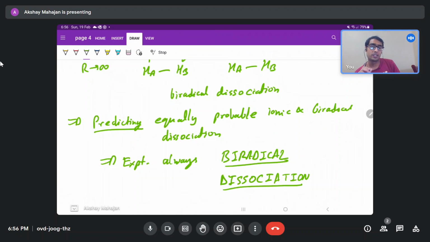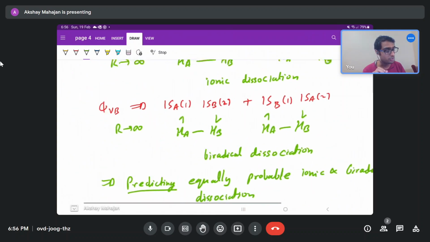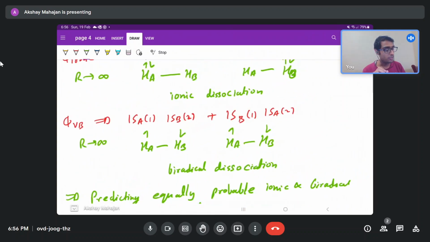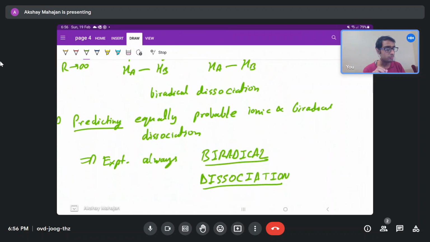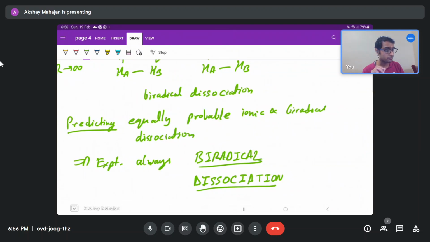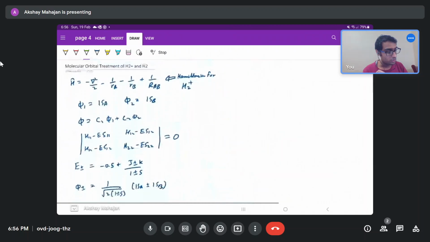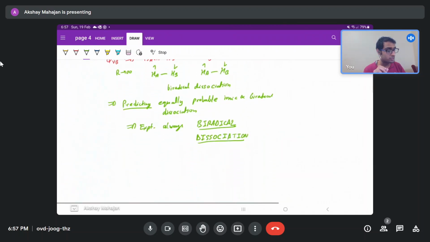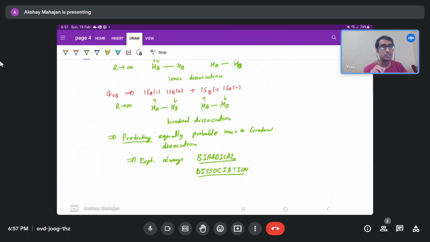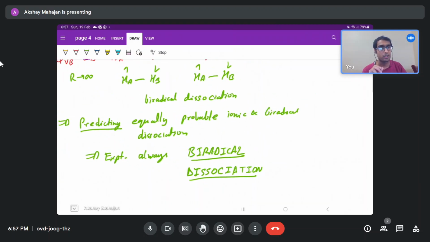It is always bi-radical dissociation, and here our molecular orbital theory kind of fails, because it gives more of the ionic character, while the valence bond theory for the H2 molecule gives us the right answer. So we need to use some more advanced theory to get quantitative results. I just want you to know what this bi-radical dissociation is, and it is actually the one that experimentally occurs.